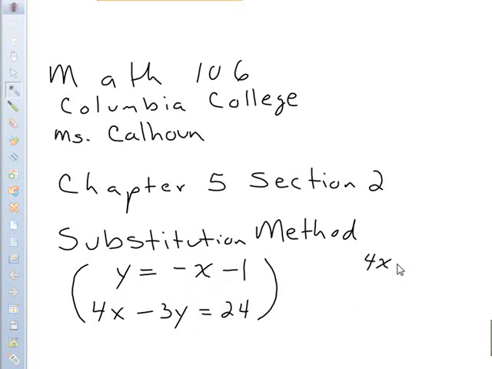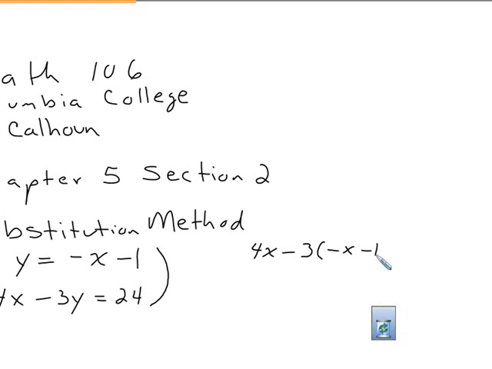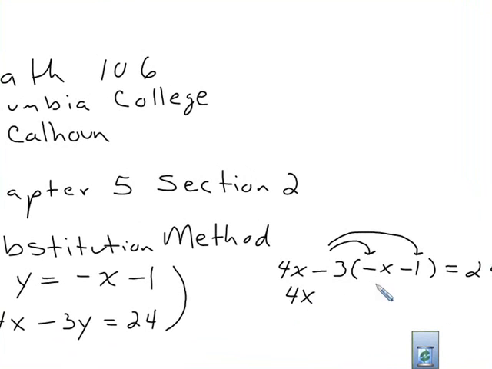So we will then have 4x minus 3 times what we're going to substitute in for y, which is negative x minus 1, equal to 24. And now you'll see that you have one big equation, but it only has one letter. It has x's. Now we do need to multiply through our parentheses by the negative 3, just like we're used to. So we have 4x. Now negative 3 times a negative x is a positive 3x. And again, a negative 3 times a negative 1 is a positive 3. Equals 24.